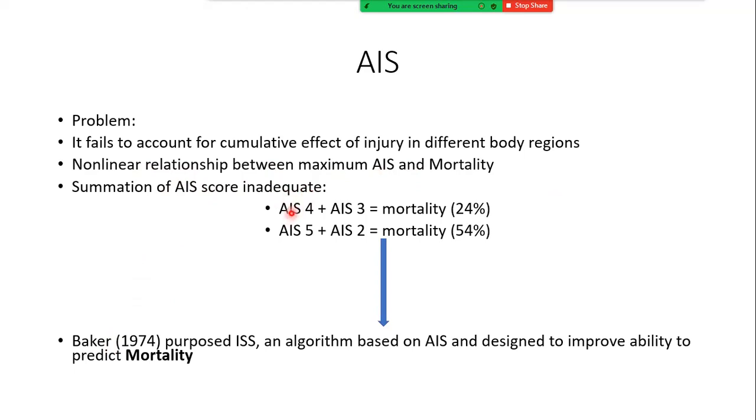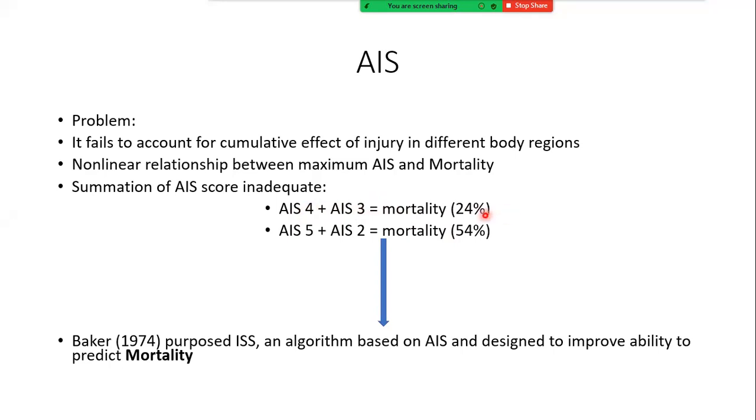Suppose one patient is having an injury, a femur fracture, which is having a blood loss of more than 20%. So for that, the AIS score will be 4. And he is also having a humerus fracture, which is an open fracture. So the AIS given is 3. In this patient, the mortality can be 24%. But you see the total score is 7 only. 4 plus 3 is 7.